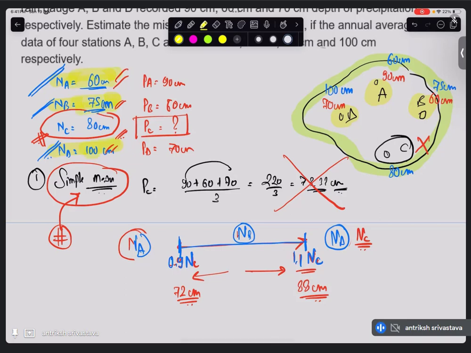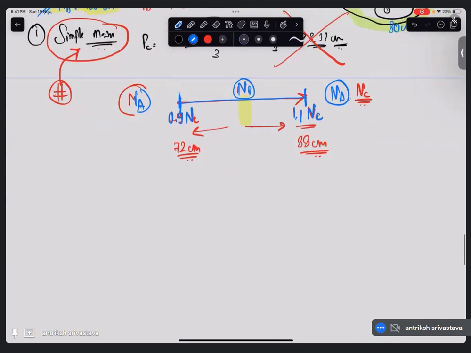So these values of average annual precipitation are not falling within the 10% error range of the annual precipitation of the station where the data is missing. So we cannot use our simple mean method. In that case, which method do we have to use? We have to use the normal mean method. Before we go to it, do you understand what I tried to explain here?